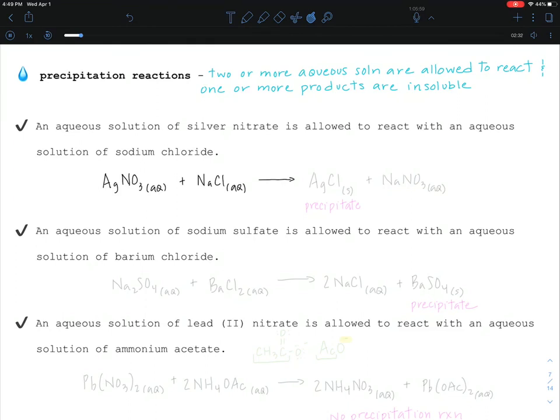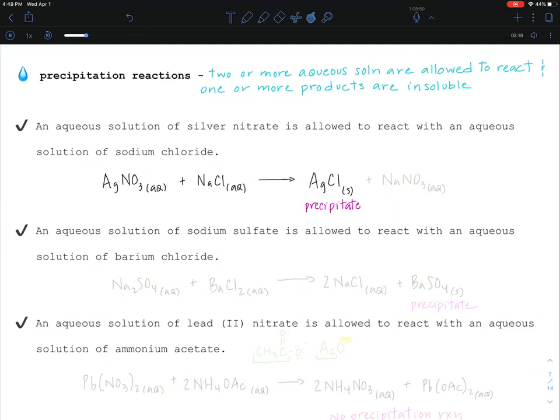So if silver swaps partners and takes on chloride, and you look back at your solubility rules, you would see that chlorides are generally soluble until they're paired with silver, mercury, or lead ions. We have paired this up with a silver ion, so we expect this to be insoluble. So you put a little s there. That right there is your precipitate. Or in other words, silver chloride has precipitated from solution.